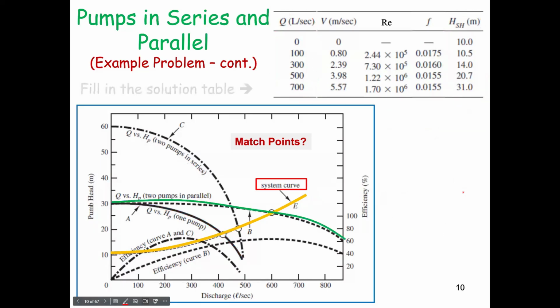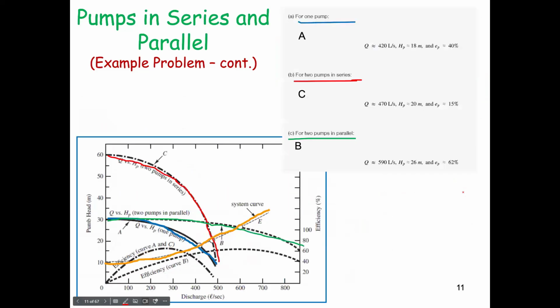Now I think it's best to show you this one. Here, I show it by different color. Again, the yellow line is your line. This is your pumps in series in red, which he says, I think 460, 470 is acceptable. And for two parallel, you have the green line, which he says 610, 590, 600 is acceptable.